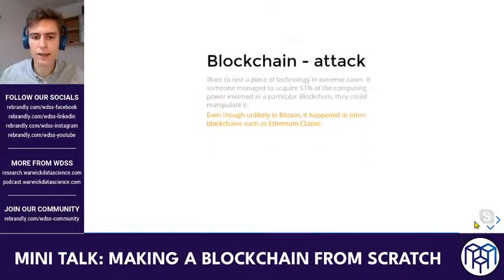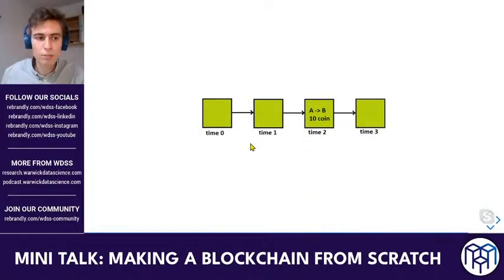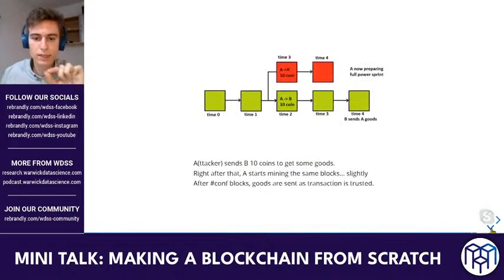So what happens then? By the way, this is unlikely to happen in Bitcoin, but cryptocurrencies that are not as mature have suffered from that. An example is Ethereum Classic. Just imagine you have this chain, and at some point A sends to B 10 coins. A stands for attacker. Just look at the time setting. A sends to B 10 coins.